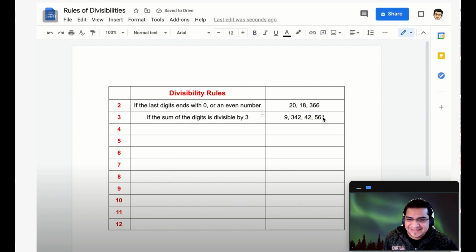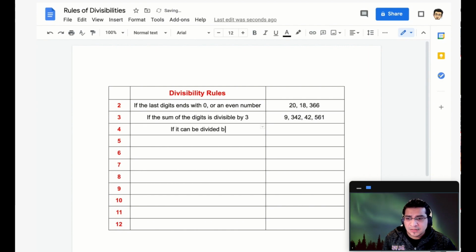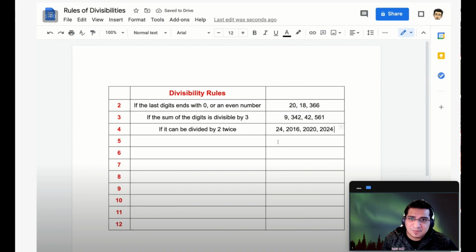All right, let's go to number 4 now. This one is actually pretty easy. If it can be divided by 2 twice, then it's divisible by 4. Here are some examples: 24, 2016, 2020, 2024. I picked these numbers because I know, for example, that 2016 is divisible by 4, and the way you know is you divide it by 2 twice.